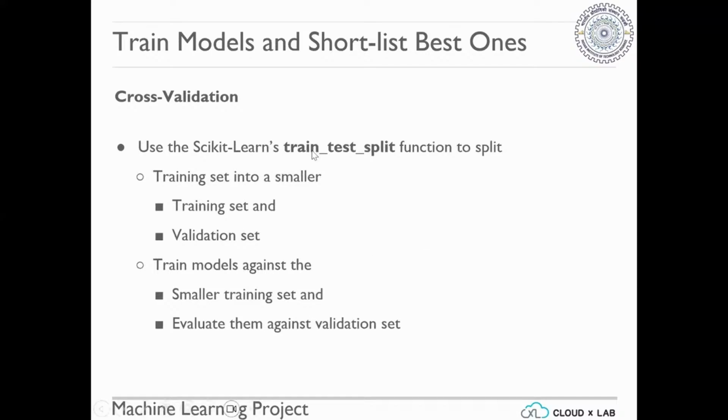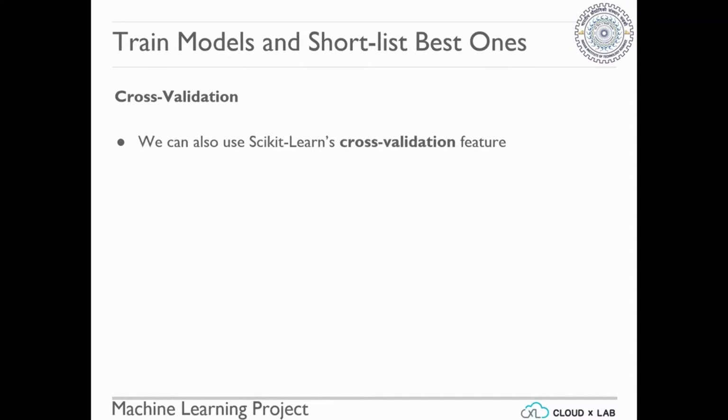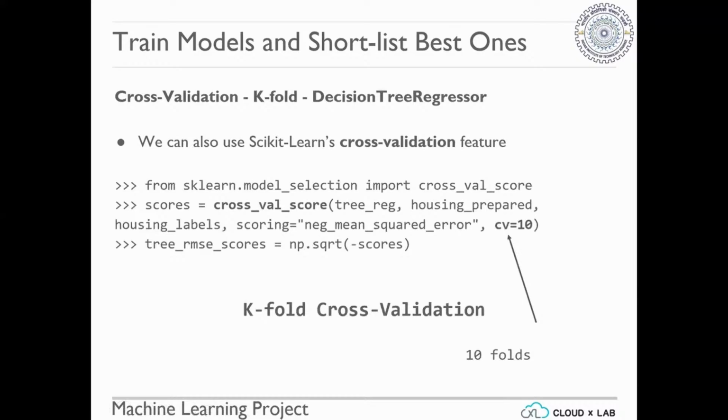If you want to do this split manually, then you can use scikit-learn's train test split function, which will partition the data set into multiple parts. Or you can directly use scikit-learn's cross validation feature, and that automatically does all this process for you. We don't have to do anything manually.